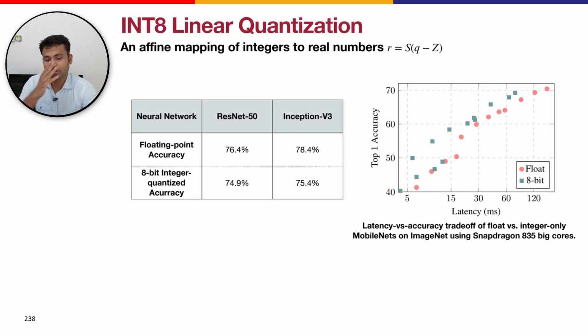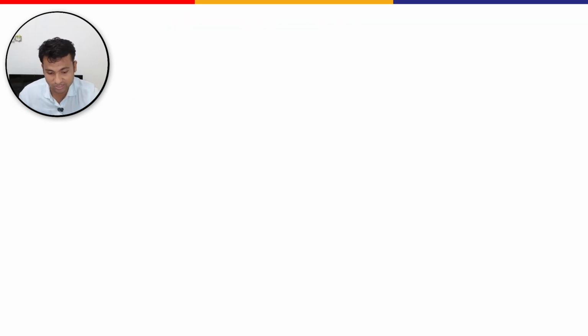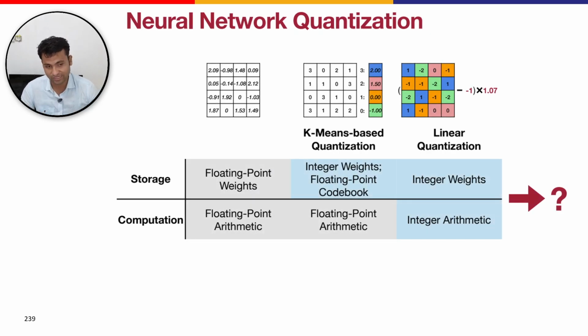So you see that if we do the int8 linear quantization, then for floating point we had accuracy of 76.4, but for 8-bit integer quantized we have accuracy of 74.9 or 75.4. And the latency versus accuracy trade-off you can see in this chart, that for floating point operations, for the same accuracy the latency is more because the number of operations to be done is more, right? That is what we have tried to save on, because there are fewer computations and you do that more quickly.